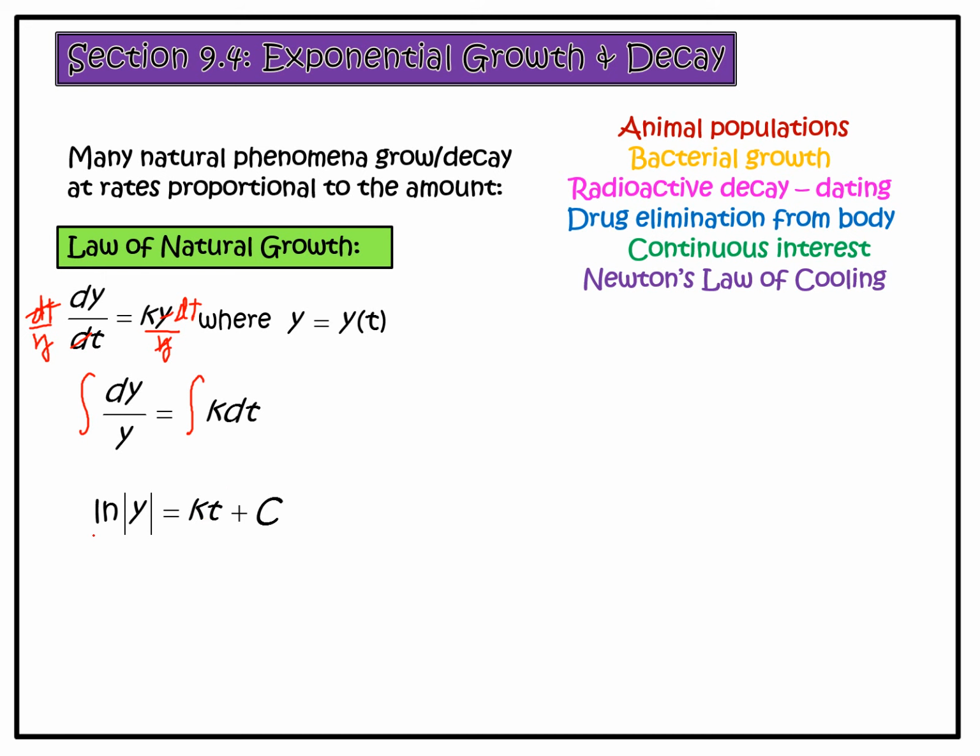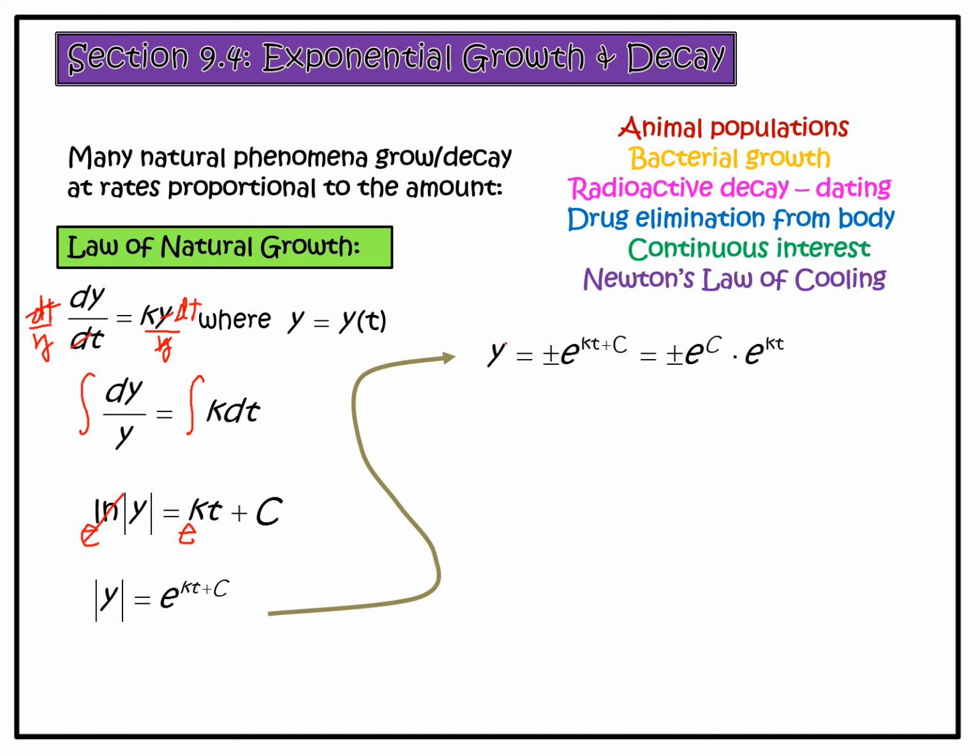And then we want to undo this log to solve for y, so we exponentiate on both sides. e and ln cancel each other. You get the absolute value of y on the left, and e to the kt plus c on the right-hand side. Then we want to break this up again. When you multiply exponentials, you add the exponents, so we want to do that backwards. So we get y equals plus or minus e to the kt plus c.